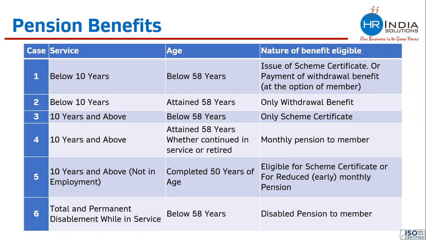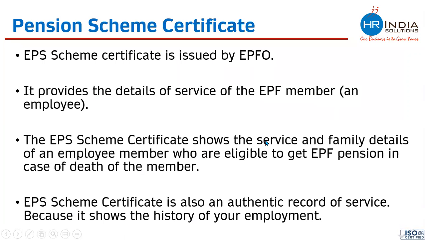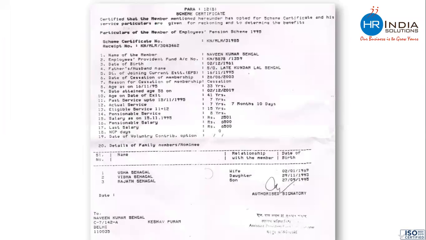Okay, let's proceed. We have seen the pension fund, and again some more important points. The scheme certificate is issued by EPFO, no doubt. It provides the details of the service. Should they get this certificate online or go to the PF office and get it? Now it is not required actually. There are two cases here. Those who are not used to the online portal can apply for the hard copy. It is still active.